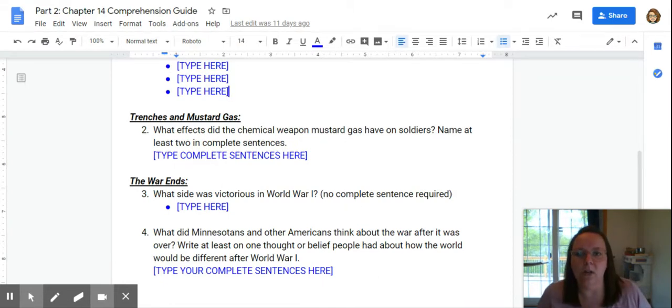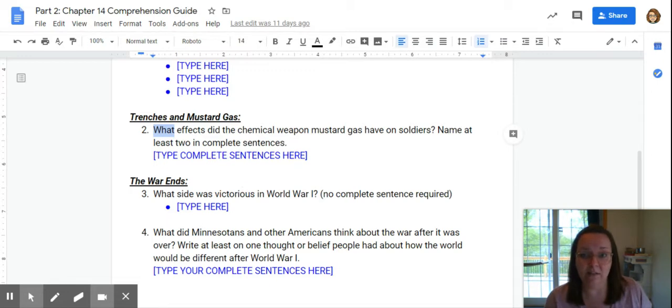It says, what effects did the chemical weapon mustard gas have on soldiers? This one needs complete sentences. The way to do this is get rid of the question, and that is going to be your sentence. So when it says, what effects did the chemical mustard gas have on soldiers? The only question word here at the beginning is what. So I just put the word what.